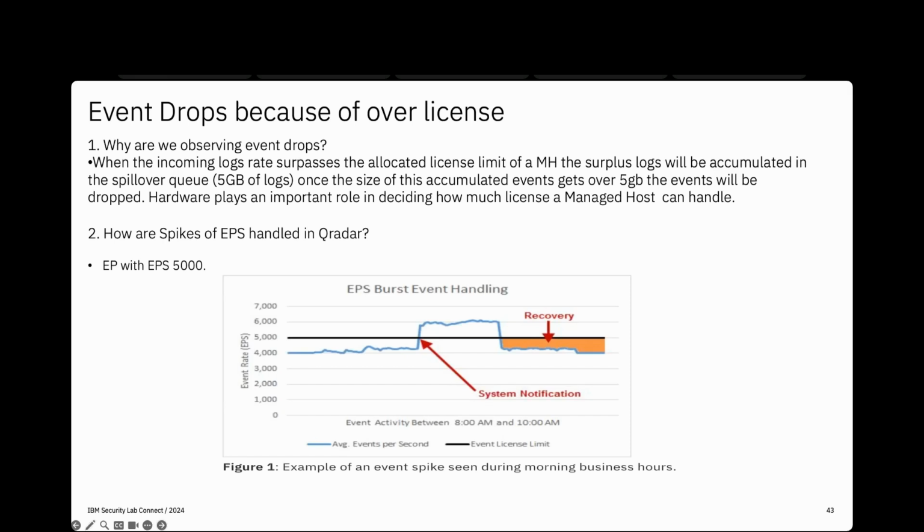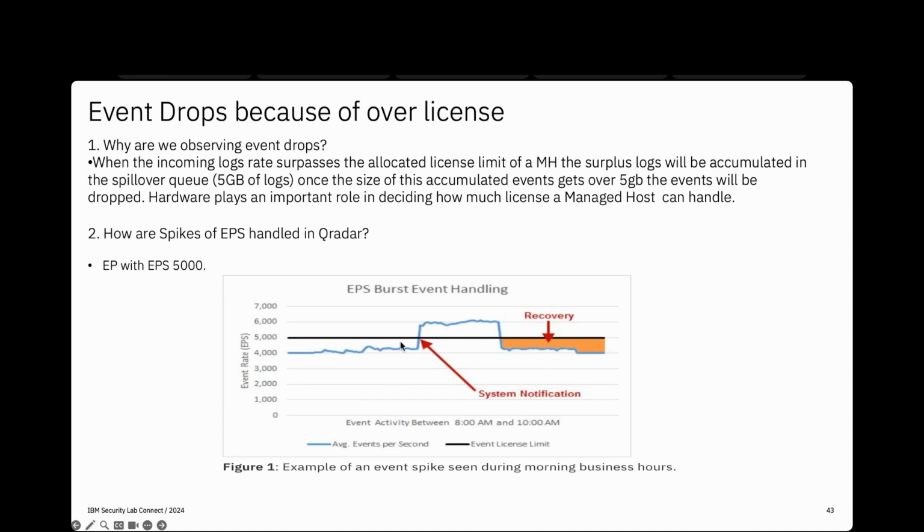Now, you may ask how the spikes of events which surpass the license allocations are handled. So let's take an example to understand the scenario. With this graph, for example, a corporate network has a QRadar event processor appliance that is rated for 5,000 events per second. That is shown here with this dark black line. Typically, this appliance sees an average of 4,000 EPS, as you can see here.